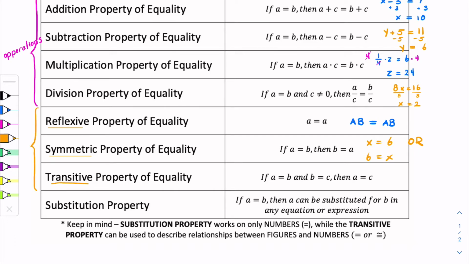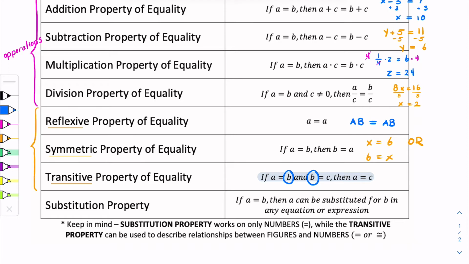And the last one of these three is called the transitive property. Transitive is kind of like process of elimination. This is saying that if A equals B and B equals C, then A equals C. If both A and C are equal to B, then A and C must be equal to each other.